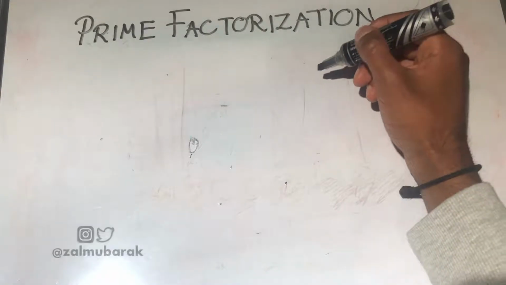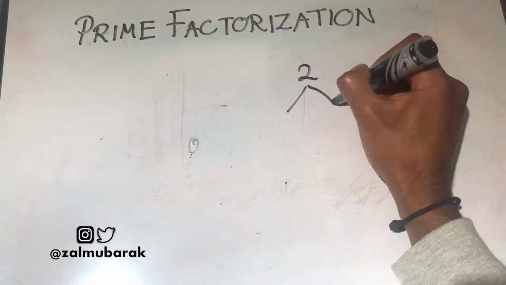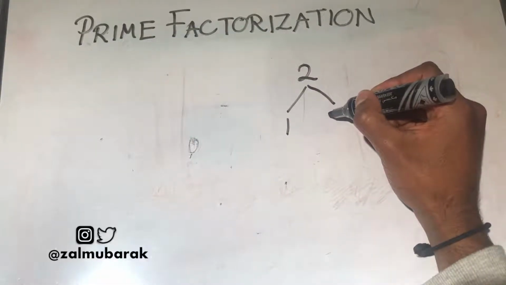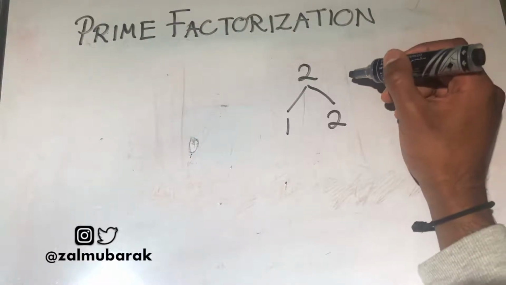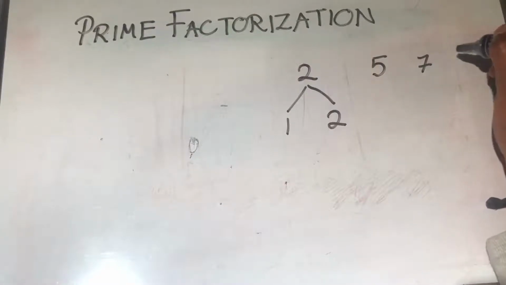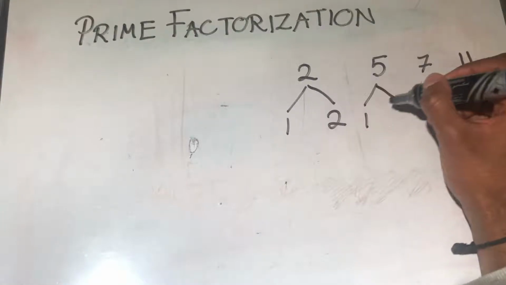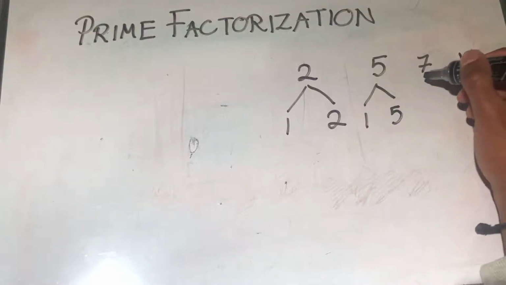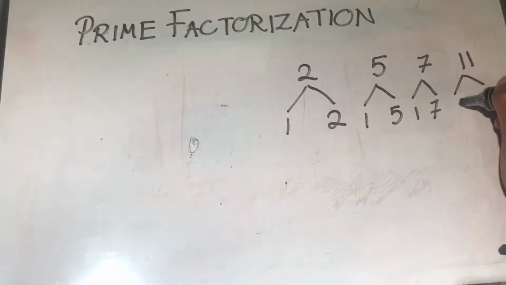For instance, 2 has two factors, which is 1 and 2. So we can say that 2 is a prime number. Similarly, 5, 7, and 11 are all prime numbers. They always end up with 1 times the number we started with. Fairly easy.